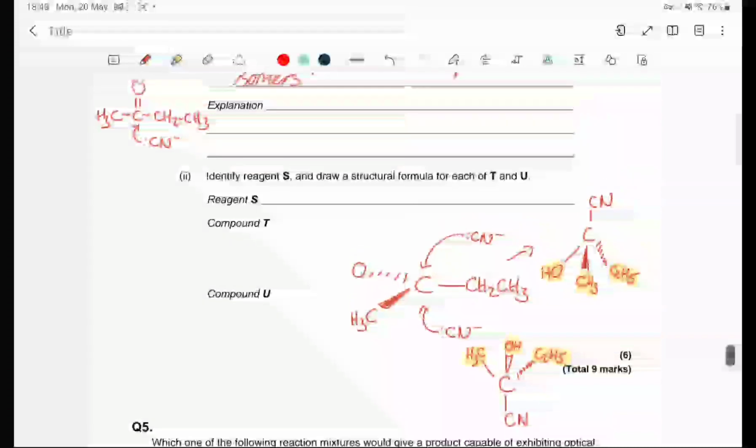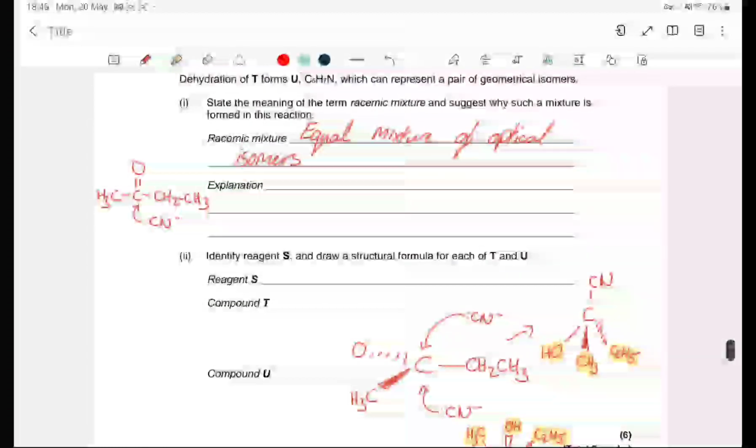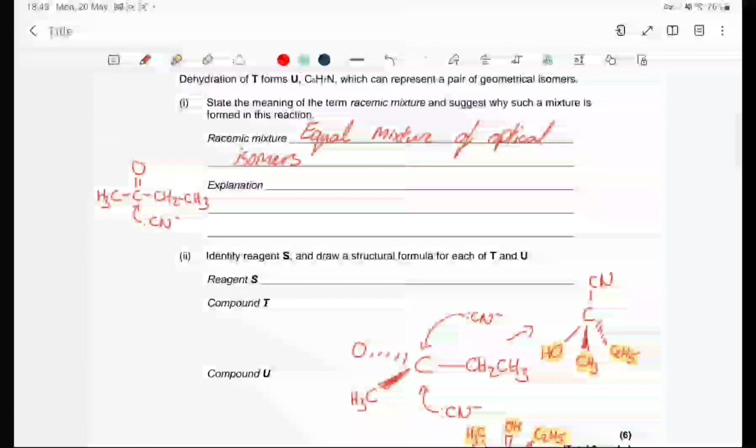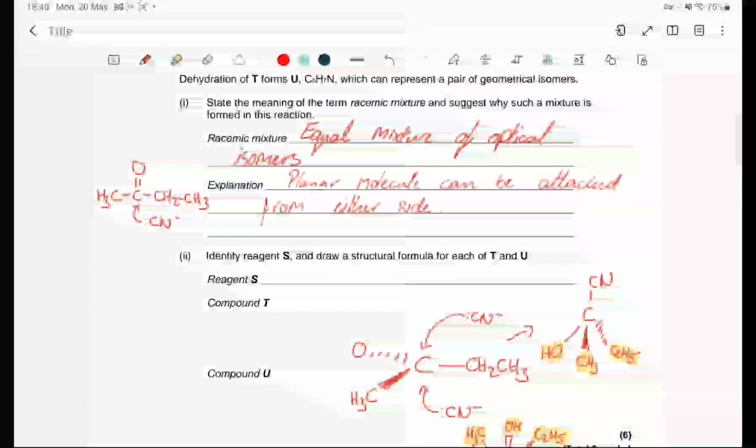So bringing us back to the question, the explanation is simply that we have a planar molecule around the central carbon, and it can be attacked from either side. And not only can it be attacked from either side, but it's equally likely to be attacked from either side.